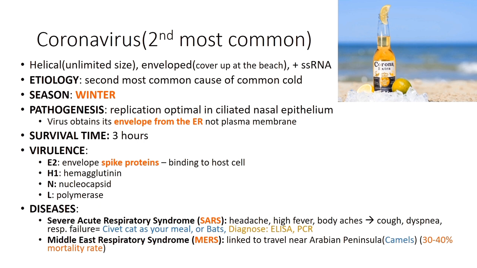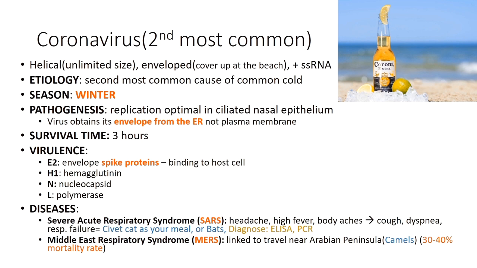And then once it enters, it replicates, and then it uses the envelope from the endoplasmic reticulum. I don't know why this is important, but the microbiology department thinks it is. So definitely know that this is one aberrant thing for coronaviruses, is that it uses the ER for its production. Diseases that it causes beyond common cold is going to be your severe acute respiratory syndrome, or SARS. We had an outbreak in 2009 in Hong Kong, and the symptoms of this are headache, high fever, body aches, cough, dyspnea, respiratory failure.